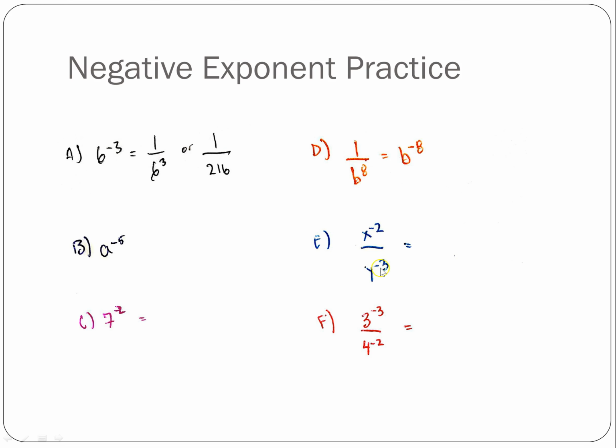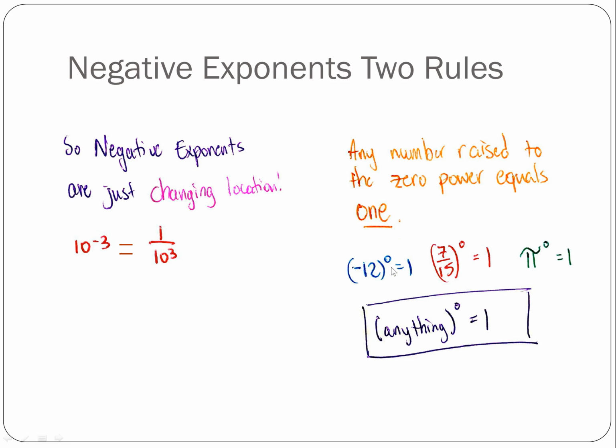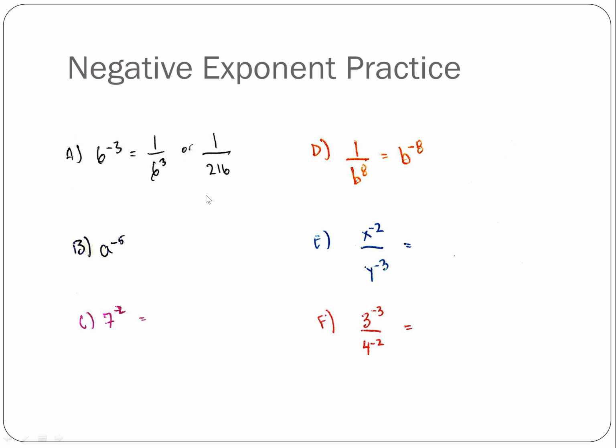Now, both of these exponents are negative, but remember that negative exponents just mean changing location. So really, the x is in the numerator, so it should go to the denominator, and the y is in the denominator, so it should go to the numerator. So if you're screaming at your screen, y to the 3rd divided by x squared, you are correct. Mathematical genius.